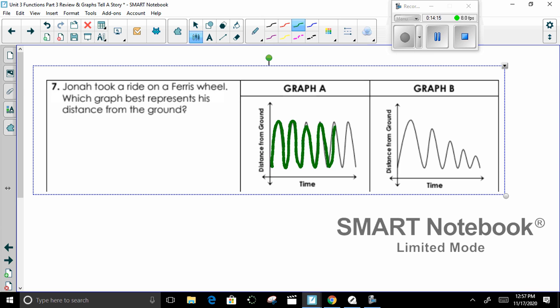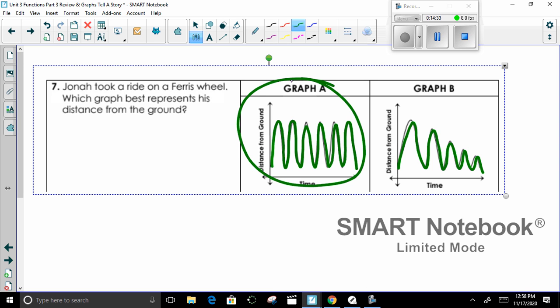Think about a Ferris wheel. You go the same distance every time, the same height. This one has the distance from the ground changing. So it's getting lower and lower. Does a Ferris wheel's height get lower and lower as you go? It doesn't. You're going the same distance from the ground every time. So option A would be your answer.